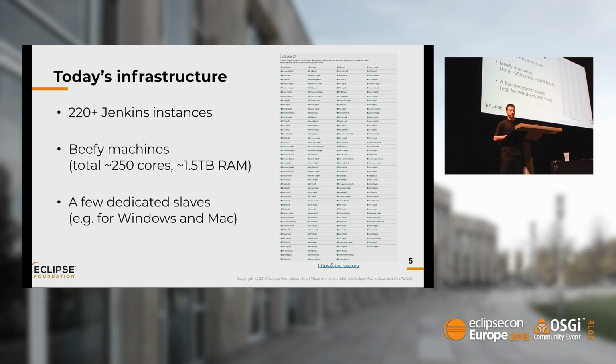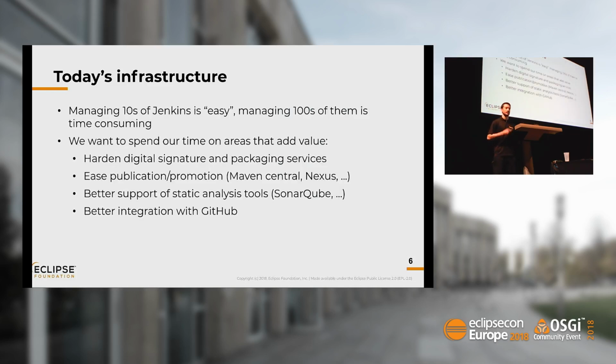But it became apparent that, well, it's easy to manage a couple of Jenkins masters, but it takes a lot of time if you want to administrate hundreds of them, especially if you want to, let's say, upgrade due to a security issue, or if you want to upgrade a plugin across all of them, or change a setting, configuration file, and so on. So this is very time-consuming at the moment, and we don't want to spend all that time on administration. Instead, we want to add value for the community, for the Eclipse projects.